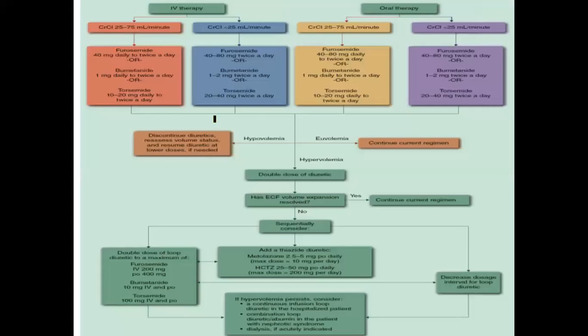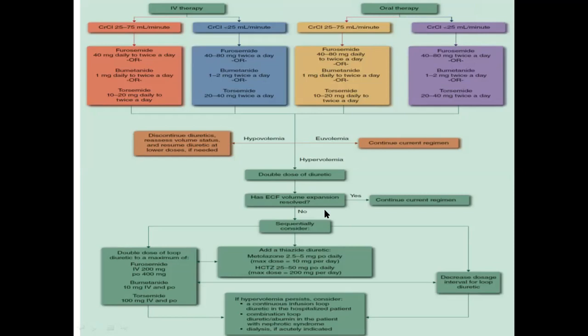This diagram may not be very clear, but the general idea is to look at the creatinine clearance of the patient. I will show you how to calculate the creatinine clearance in the practical setting when we discuss CKD shortly. When the creatinine clearance is between 25 to 75 ml per minute, IV furosemide can be given. But there is also an option of oral therapy. Depending on the urgency of the condition, we can consider oral or IV therapy. What guides the route of administration is normally the patient's condition.